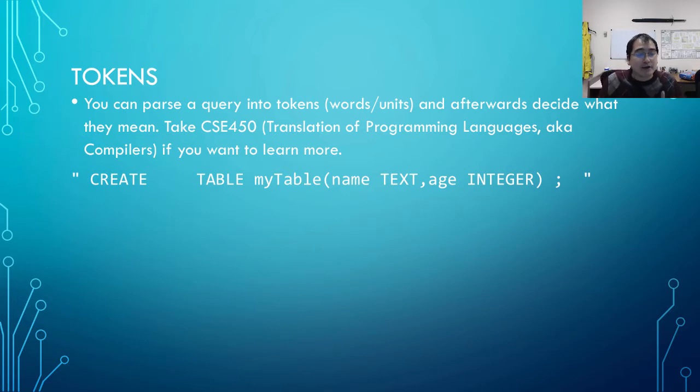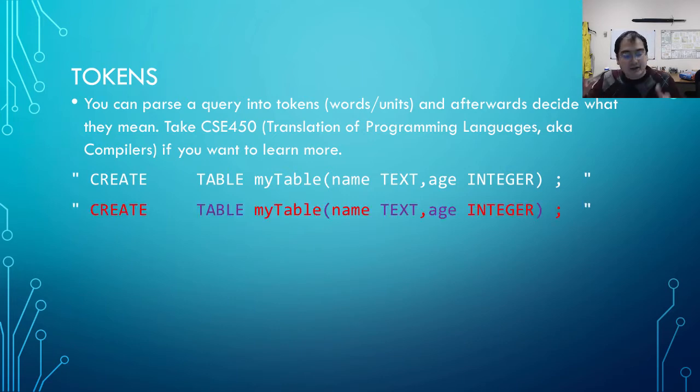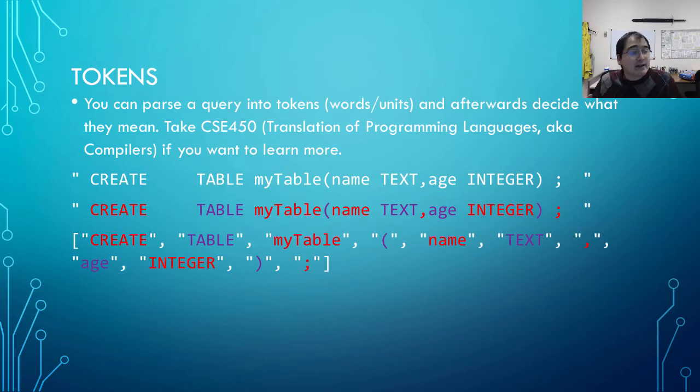Okay. Now what are the tokens here? I'm going to colorize the different tokens by alternating their color. The first token is create, and then table, and then myTable, and then a parenthesis. The token here is just a single character. Then name, and then text, and then comma, and then age, and then integer, and then parenthesis, and then semicolon. These are all of the different components of our larger string. What we'd love to be able to do is convert a string like this into a big list of tokens, where each token is a single element, a single string in this list. So let's talk about how you go about making this happen.